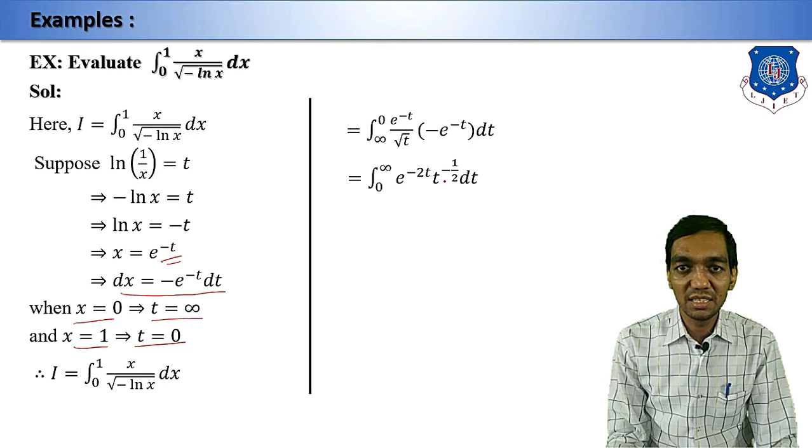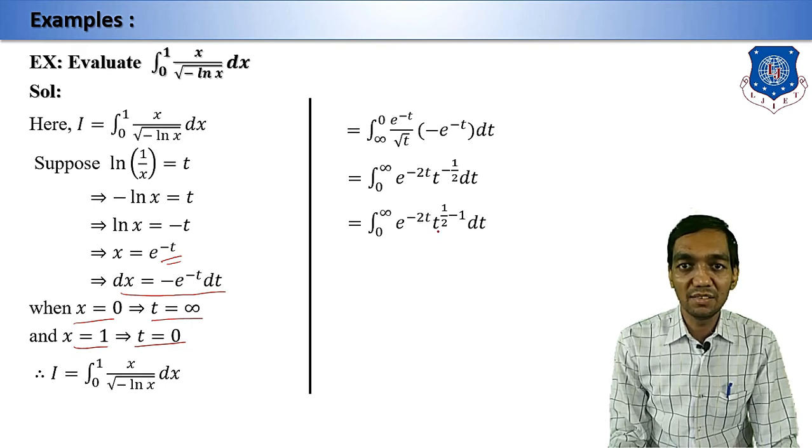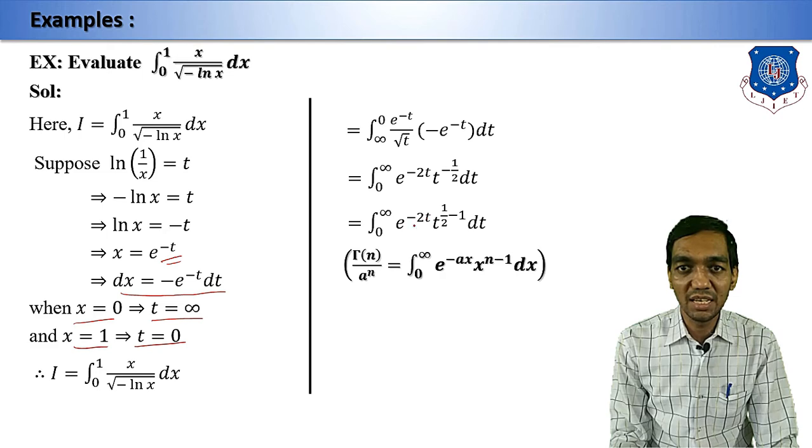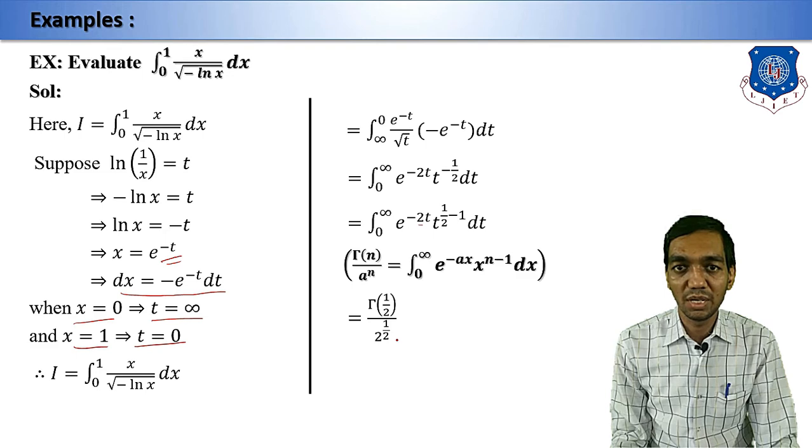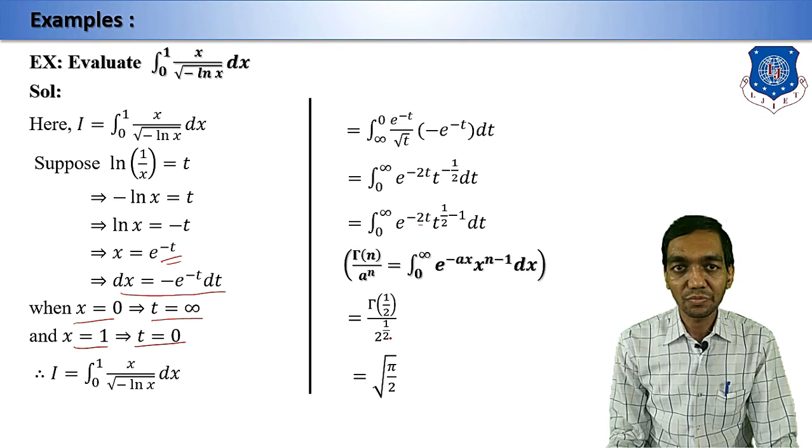So if I write this in the form of gamma, then it is t raised to 1 by 2 minus 1. So this is your property 3 of gamma, e raised to minus ax into x raised to n minus 1 dx. If you use property 3, then it will be gamma n, that means gamma 1 by 2, divided by a raised to n, where a is 2 here. So you will have gamma 1 by 2 upon 2 raised to 1 by 2. But gamma 1 by 2 has a value root pi. So root pi upon root 2, that will be root of pi by 2. This is the answer of our integration.